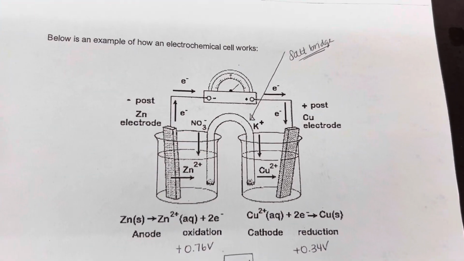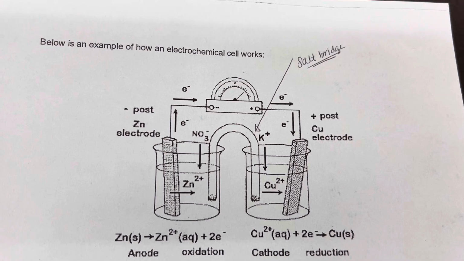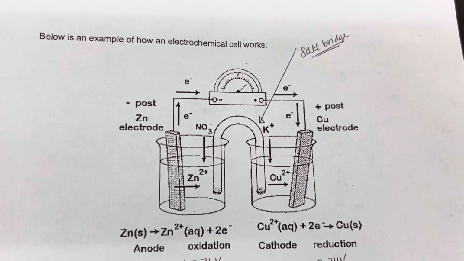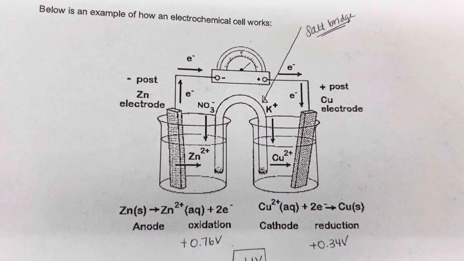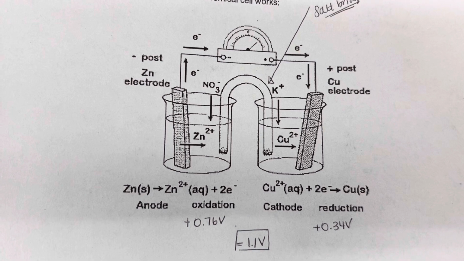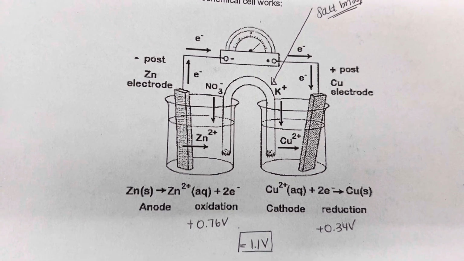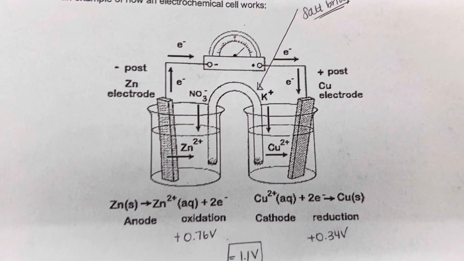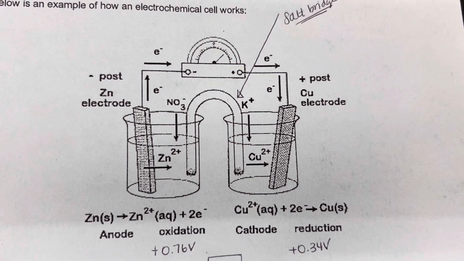So today we're going to be talking about electrochemical cells, and electrochemical cells are also called galvanic cells or voltaic cells. They're named after the scientists Luigi Galvani and Alessandro Volta, respectively. They're electrochemical cells in which an electric current is generated from spontaneous oxidation reduction reactions.